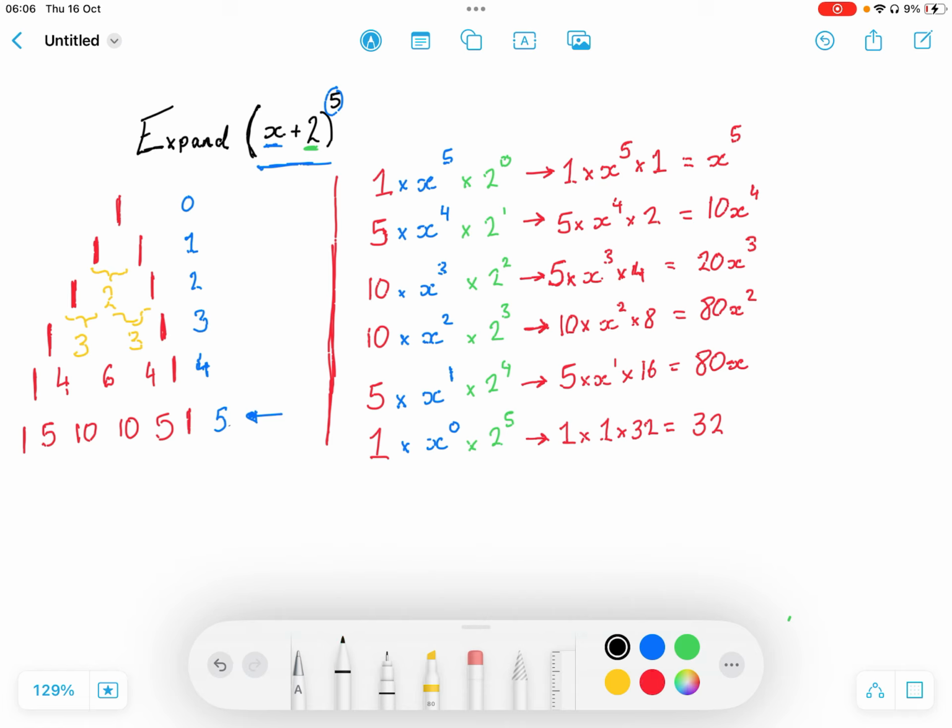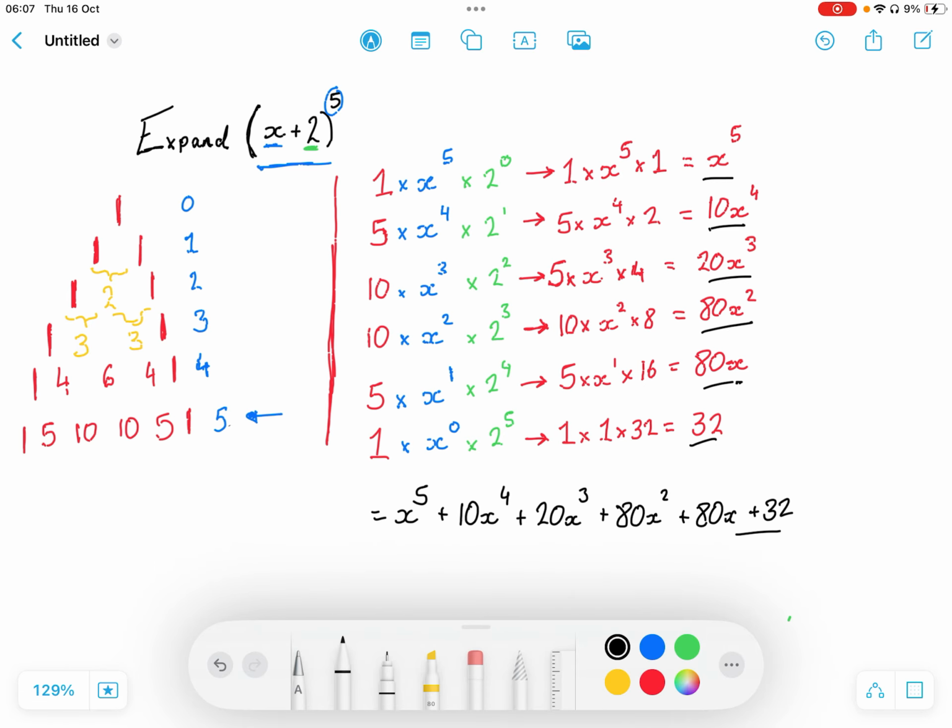into our answer. So my final expansion of x plus 2 to the power of 5 is x to the power of 5 plus 10x to the power of 4 plus 20x to the power of 3 plus 80x to the power of 2 plus 80x plus 32. Nice.